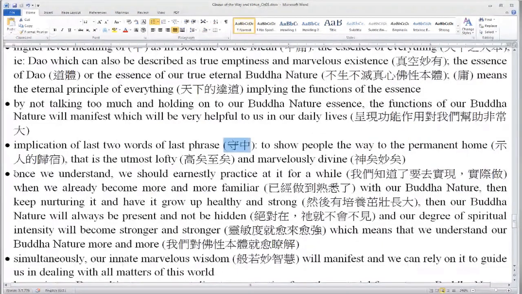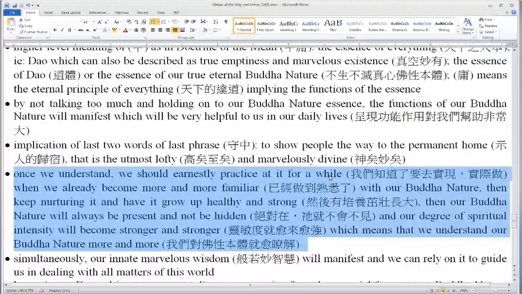So once we understand, we should earnestly practice it for a while. Practice the Tao practice. Or, to be more specific, practice 一念不生万愿放下. That's what Lecture Lu always says. We should practice that, so that we become more and more familiar with our Buddha nature. When we practice not allowing a single thought to arise and letting go of all our karmic affinities, not being attached to them, then we will be closer to our Buddha nature.